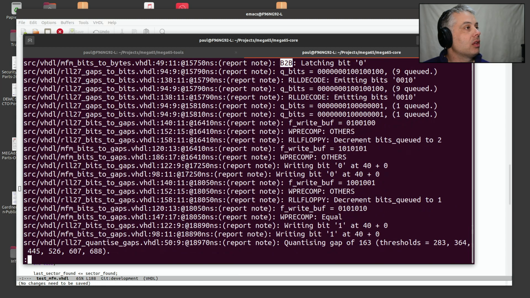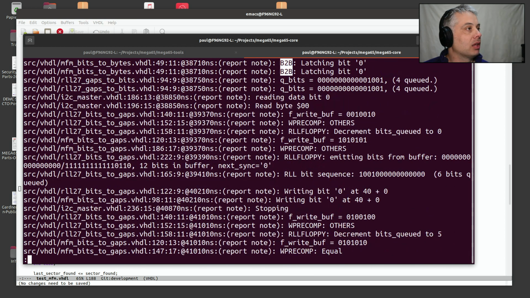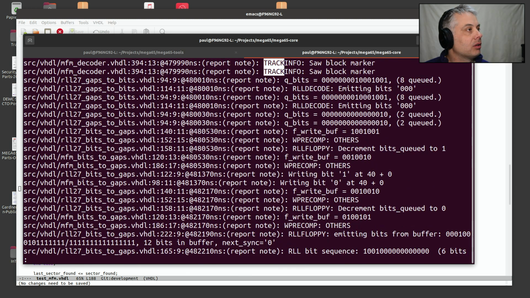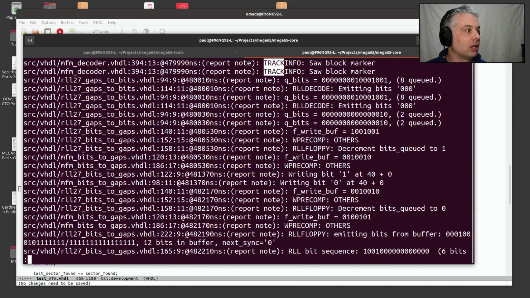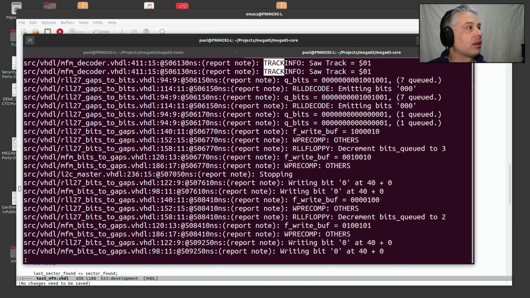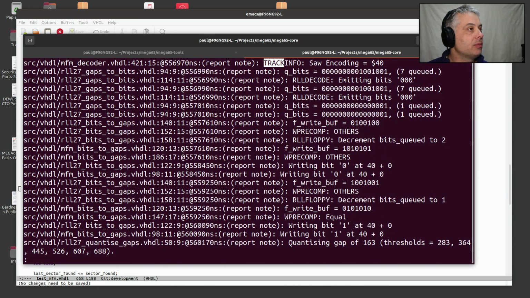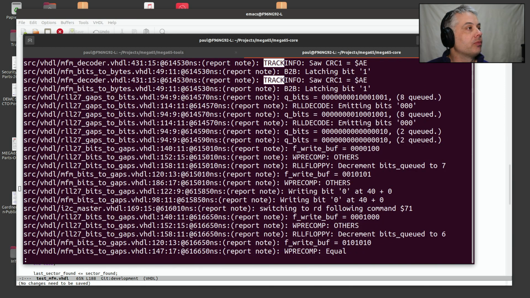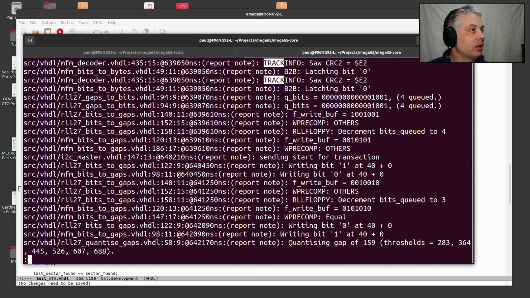And what we should see, so this B2B is bits to bytes, so this is reading bits in, so it's reading the MFM bits, and we should eventually see, I think, yeah, track info. So it's formatting and then it's reading back what's being written. So we should see the track. So it's track 1, still rate 17, encoding 40. Sector count 0, CRC AE E2. Okay, so the CRC is fine on that.